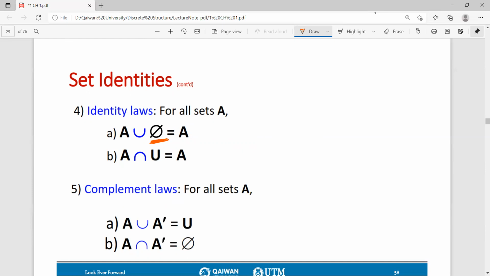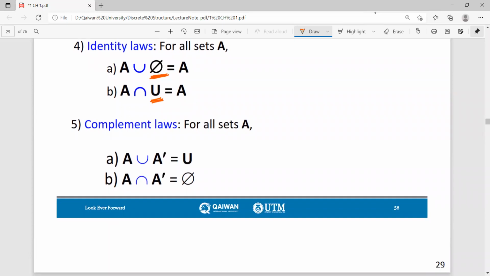And for intersection, the identity set is the universal set. If you find the intersection of any set with the universal set, it is the set itself. As you said, all the sets are in the universal set. That's why if you find the intersection of any set with the universal set, it is the set itself.